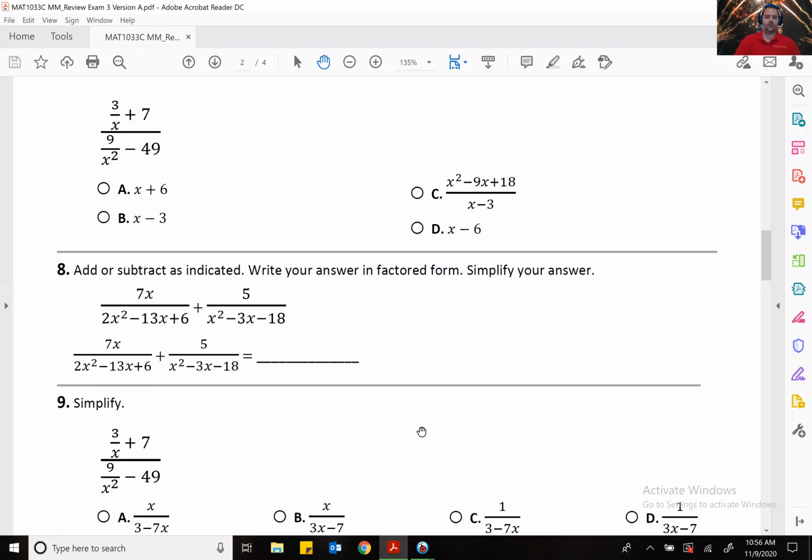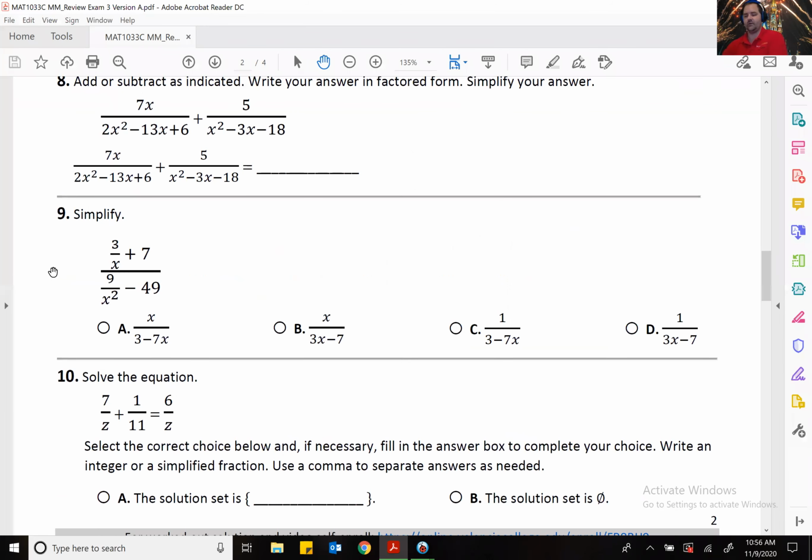All right, there's that number 9 question, that complex fraction question we saw earlier. So we're going to simplify this complex fraction down. We've got 3 over x, and then we're going to add 7 to that. And then all of that is being divided by 9 over x squared, and we've got minus 49.